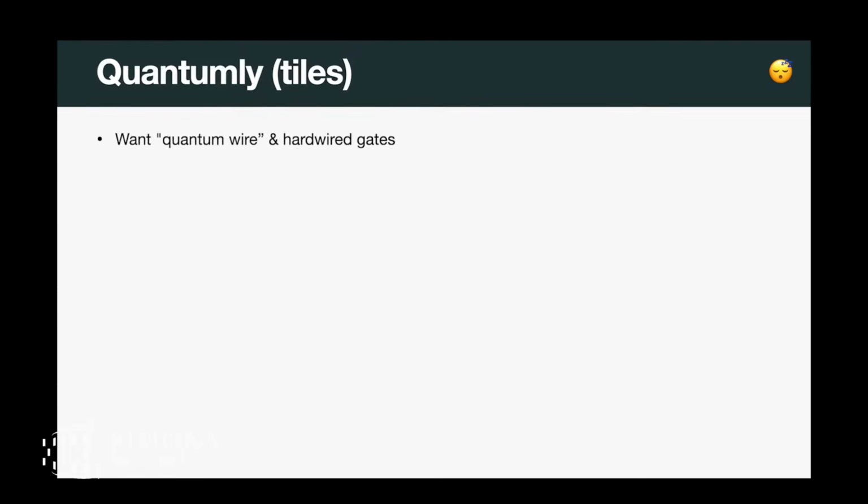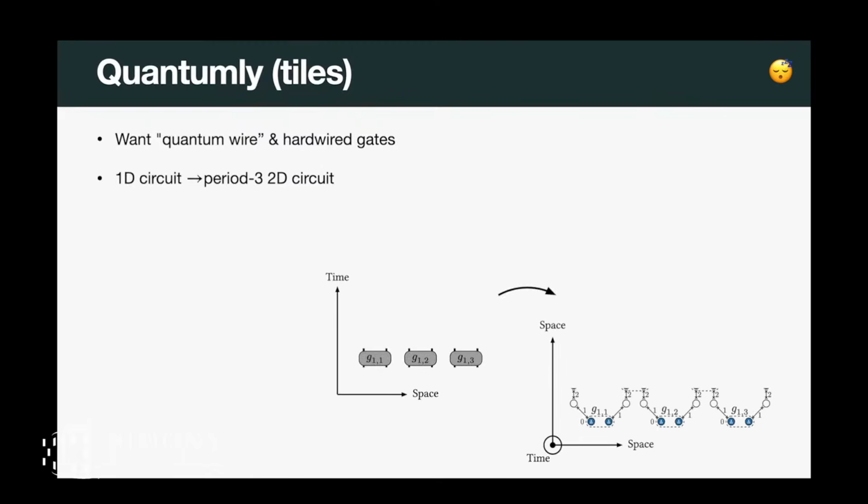So we want this ability to just transport quantum information, and we want to be able to hardwire components of our circuit. So one observation is that suppose I have a circuit that is in one dimension. I lay out my qubits in space, and then I have a time axis. So it looks like something like that. And what I can do is, for every space-time location of this circuit, I can lay out a location in space, and then execute the circuit with some period 3 thing.